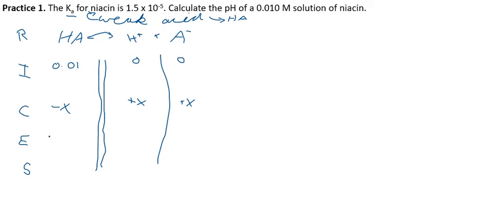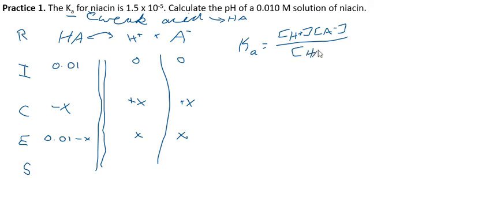Now I set up my equilibrium. And I am going to now relate these terms using my Ka expression. So my expression is Ka is equal to the concentration of H plus times the concentration of A minus, all over the concentration of HA.